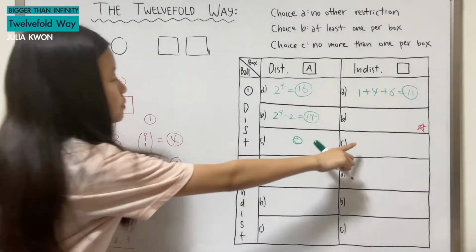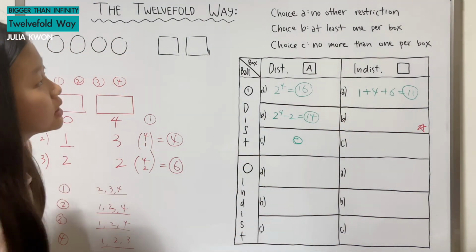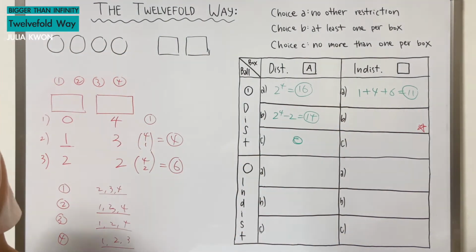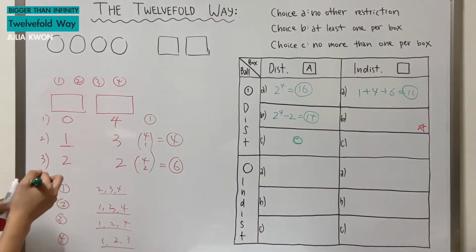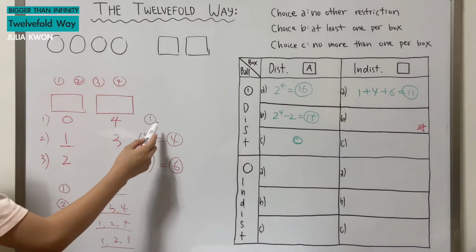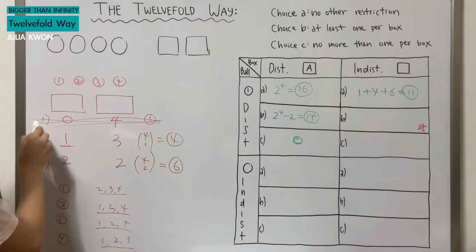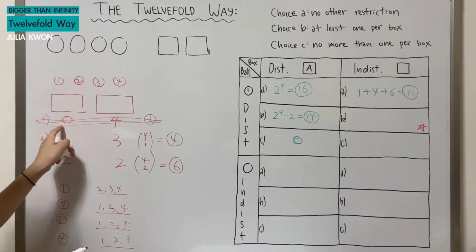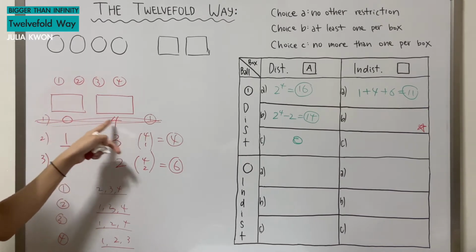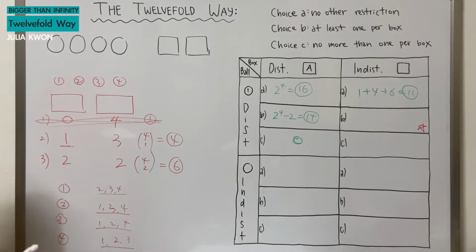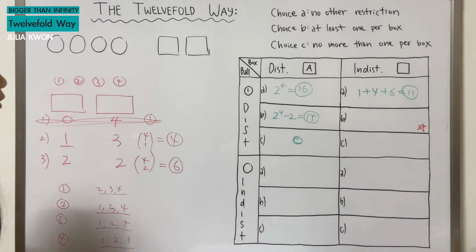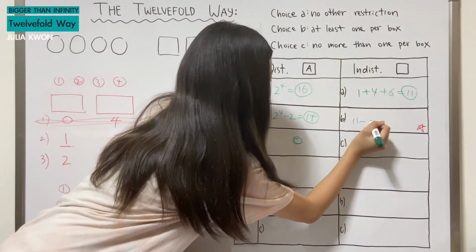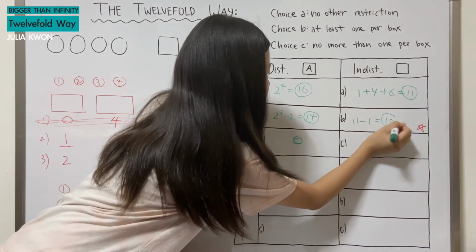And now for B, the rule is we have to have at least 1 ball per box, and the answer would be the same, except we don't think about this one, because we have to have at least 1 ball per box. And the first outcome or the arrangement does not follow the rule. And so basically we just have to subtract 1 from 11 and we get 10.